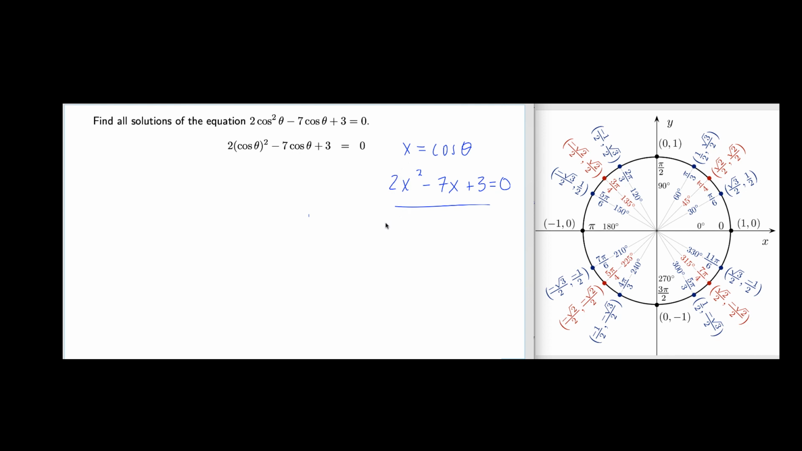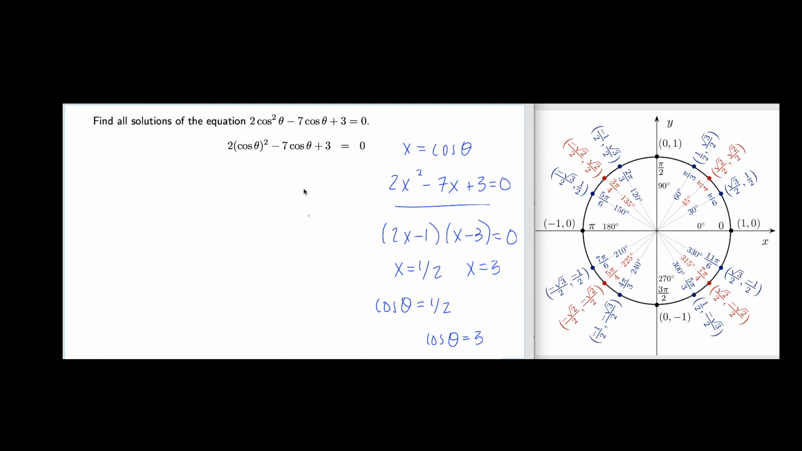This one, it's not too hard to see that this one actually factors as 2x minus 1 times x minus 3 equals 0, which would give us 2x minus 1 equals 0, or x equals a half. x minus 3 is 0, so x equals 3. So from there, we get that cosine theta is equal to a half, or cosine theta is equal to 3.